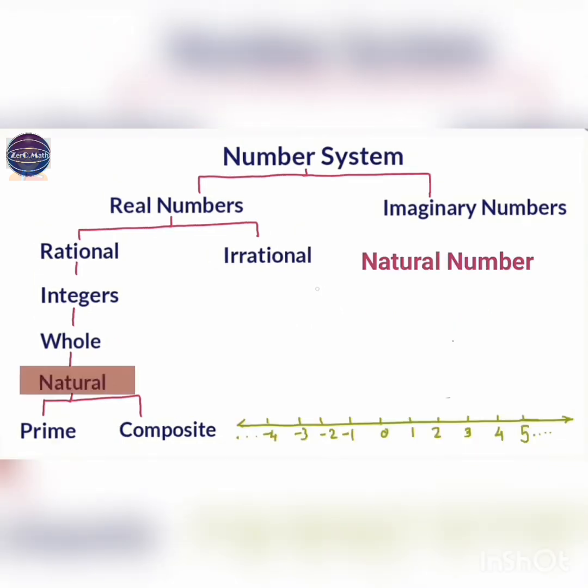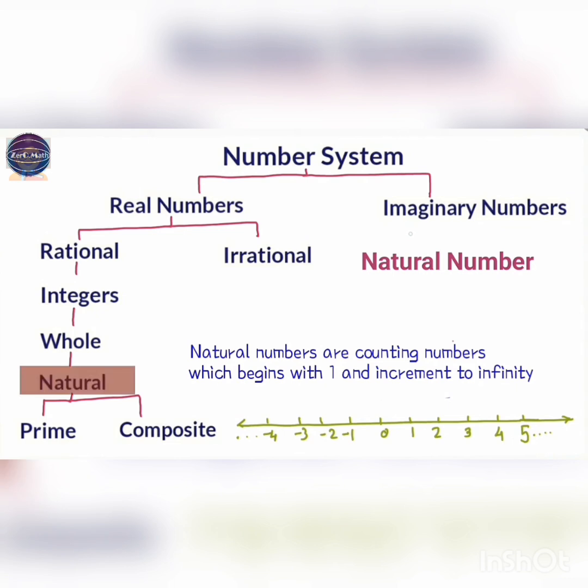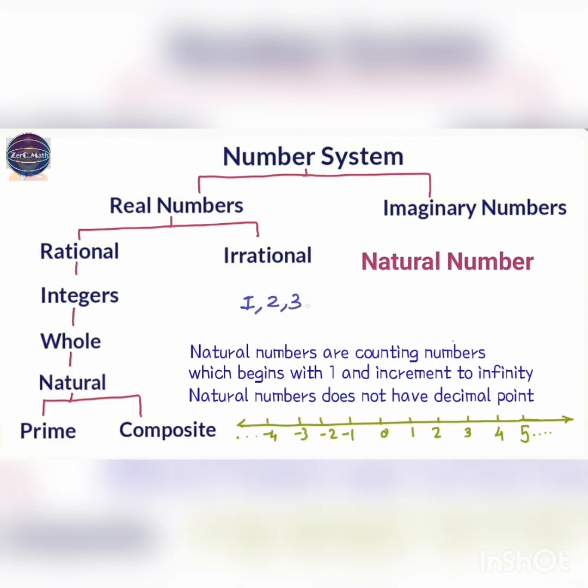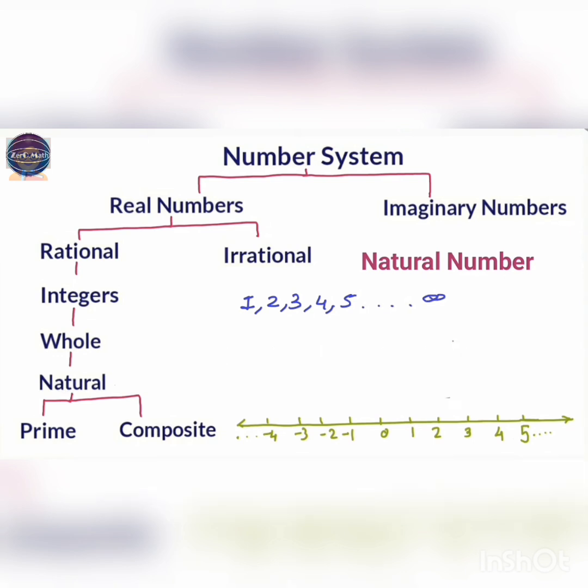Let's begin with the natural numbers. So natural numbers are the counting numbers which begins with 1 and increment to the infinity, like 1, 2, 3, 4, 5 and so on till infinity. All are the natural numbers, and natural numbers do not have a decimal point.